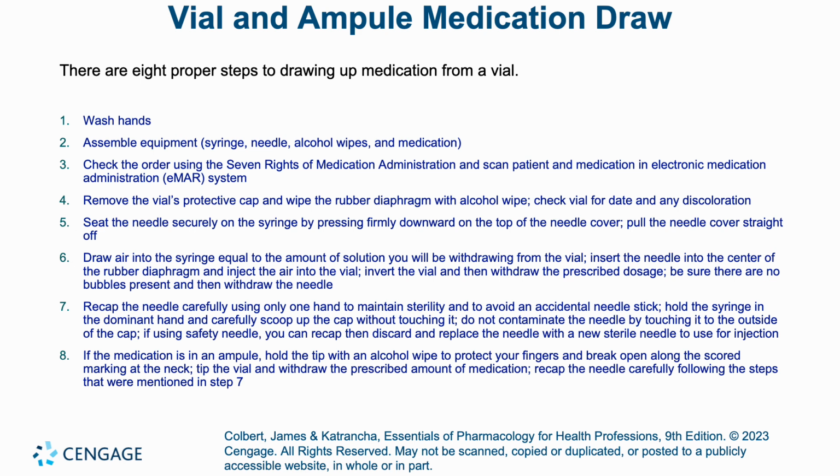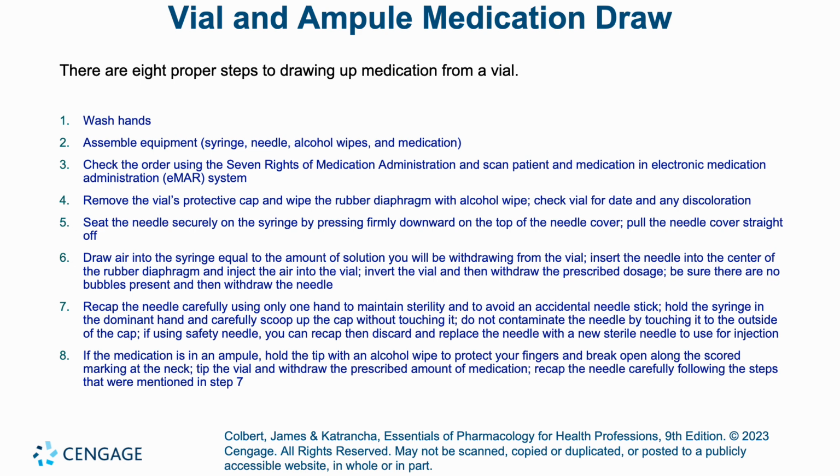7, recap the needle carefully using only one hand to maintain sterility and to avoid an accidental needle stick. Hold the syringe in the dominant hand and carefully scoop up the cap without touching it. So you'll place the needle cap on the table and put the tip of the needle into the cap without holding the cap, because you don't want to push the cap towards the needle and possibly poke yourself. Do not contaminate the needle by touching it to the outside of the cap.